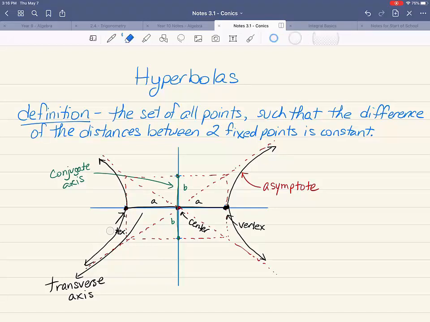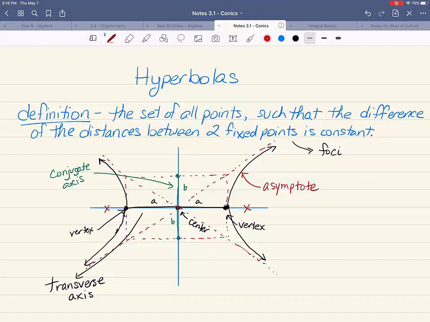I'm going to move this word vertex really quick because I can. The two fixed points are the same two fixed points that they were before. They are the foci. But I haven't drawn any foci on here, so let me put those in. They happen to be here and here.